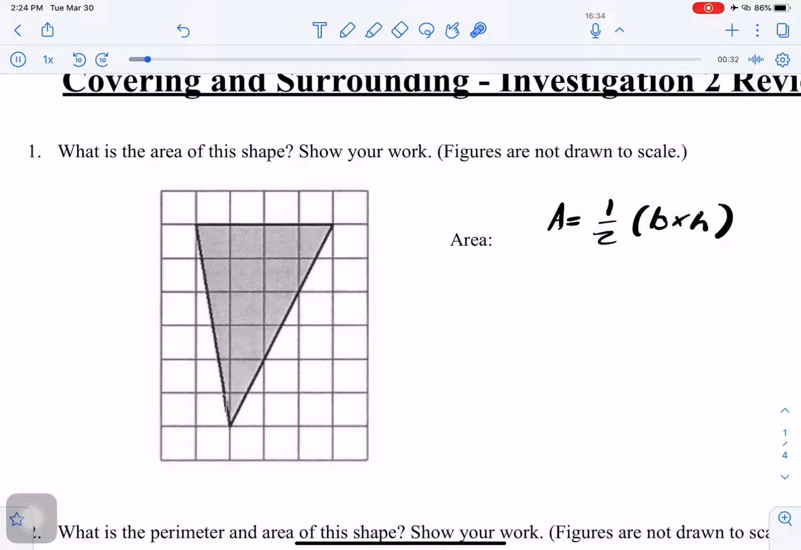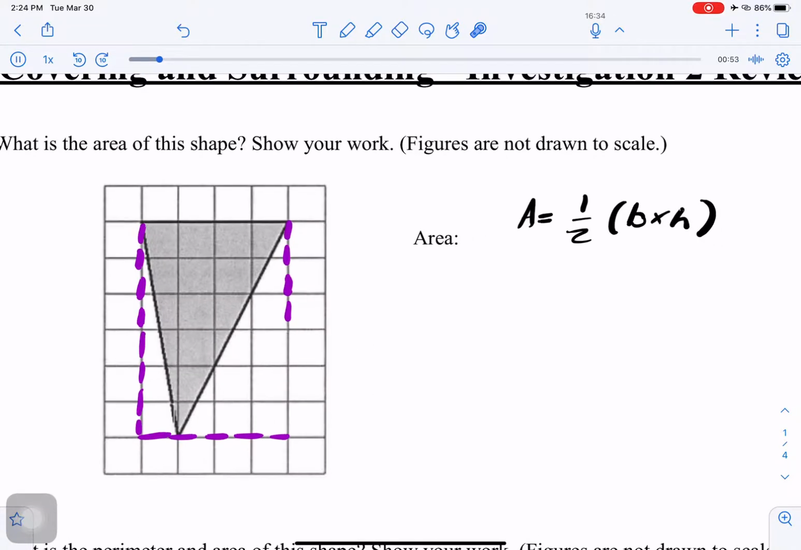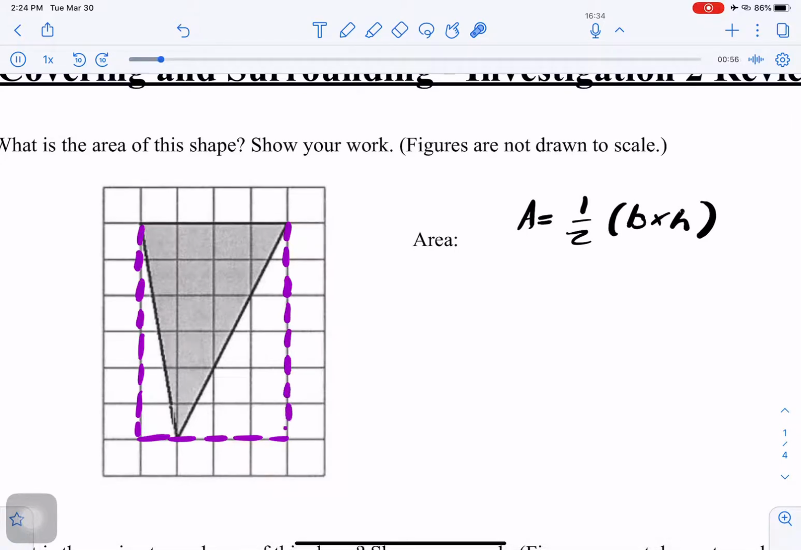Now there are two ways to find this height. If we think back to when we first started learning about the formula, we remember that we found the height by drawing a rectangle around the triangle. So if we connect the vertices here, the triangle should fit in a perfect rectangle. And now from here, we can identify that the height is from here to here, which in total is 1, 2, 3, 4, 5, 6 squared units. Okay, so we have 6 for our height.